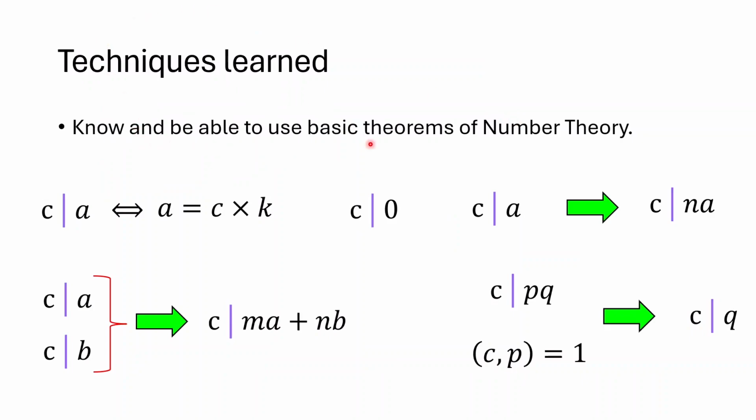Let's see what we have learned. Know and be able to use basic theorems of number theory. For example, we say c divides a. This is equivalent to saying a is equal to c multiplied by another number. We know that any integer divides 0. If c divides a, we can immediately conclude that c also divides any integer multiplied by a. If c divides a and c divides b, we can conclude that c divides an integer multiplied by a plus another integer multiplied by b. And if c divides p times q, and we know that c and p are prime with respect to each other, we can conclude that c divides q.